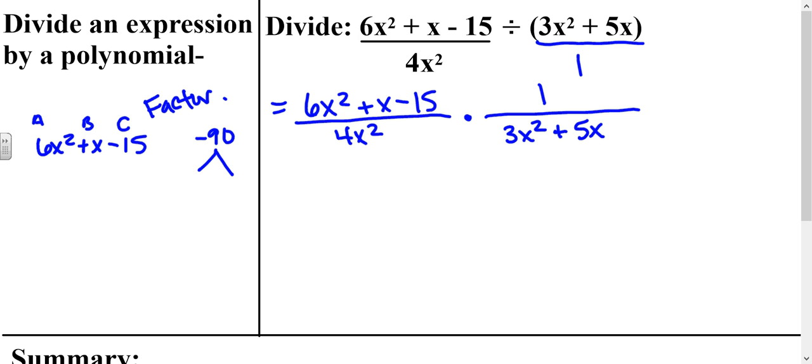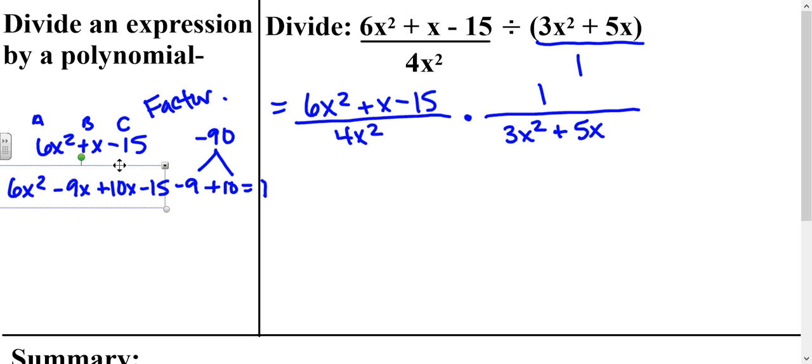So now I'm trying to find factors of negative 90 that add to be 1. So I could do 9 and 10, and the 9 would have to be negative. Now all this does is it just replaces that middle factor. So I have 6x squared minus 9x plus 10x minus 15. So now because it's got 4 parts, I have to factor by grouping.